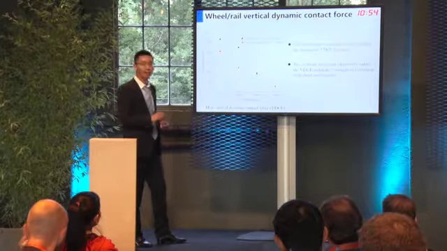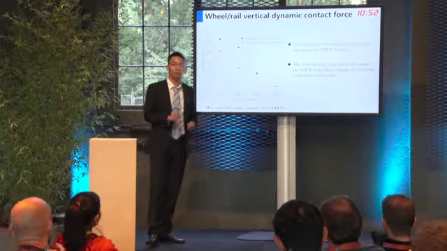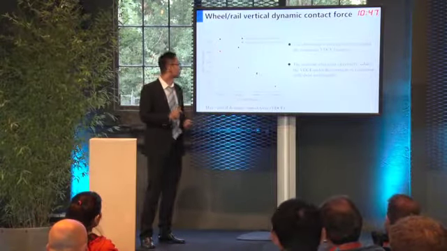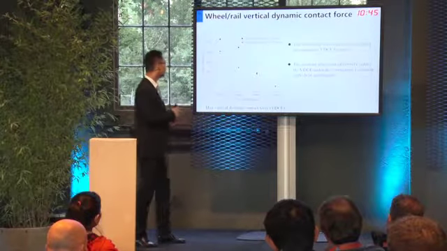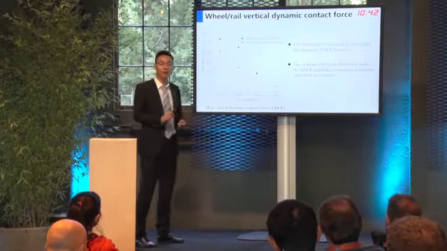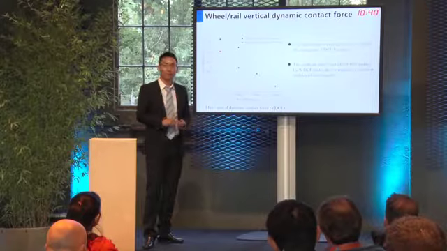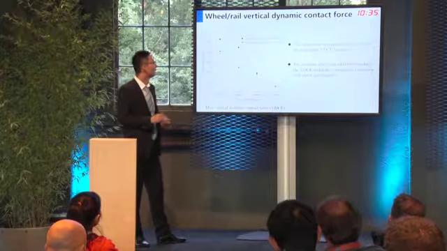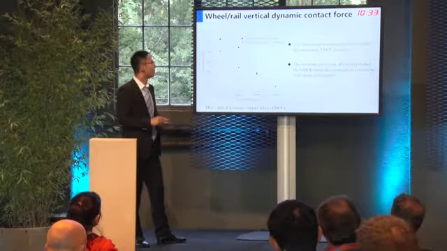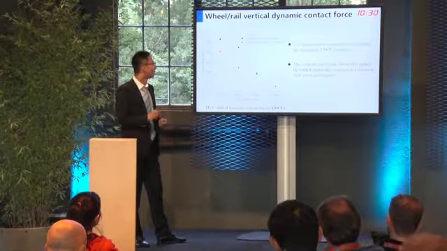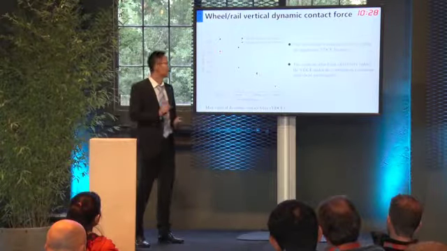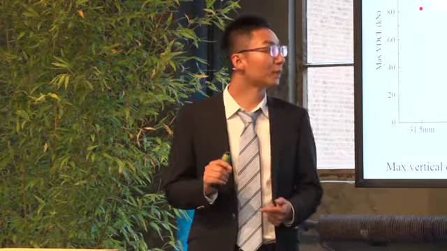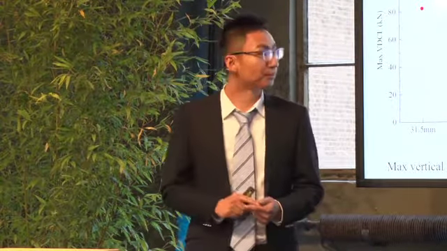We further investigated the effect of wavelength and depth on the dynamic force. This figure shows the variation of the dynamic force with the wavelength. It is seen that the shorter the wavelength is, the greater the max dynamic force becomes. This is because the short wavelength means a higher excitation frequency, which leads to a stronger wheel-rail interaction.